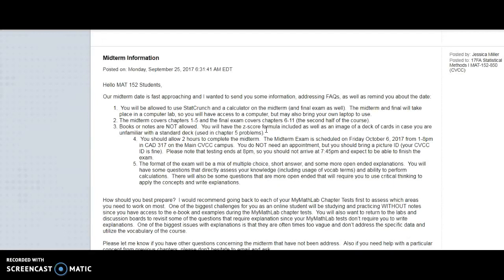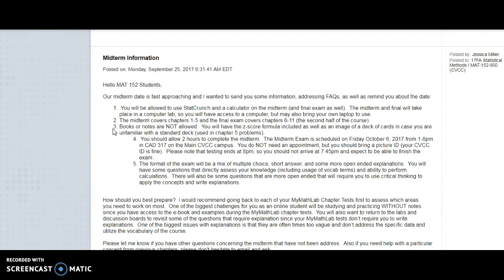The first place I want to direct your attention to is the midterm information post that was posted last week. Some of the questions I've been getting this week are addressed in this post, particularly questions about StatCrunch and books and notes. You are allowed to use StatCrunch, but books and notes are not allowed, as specified in point 3.